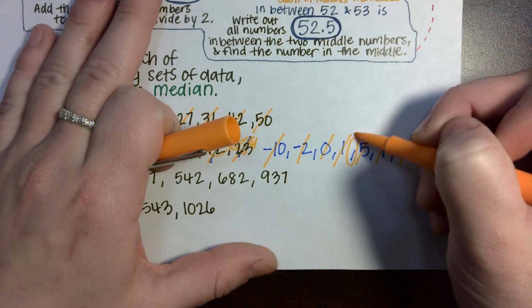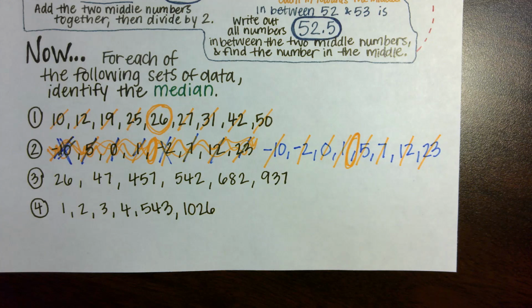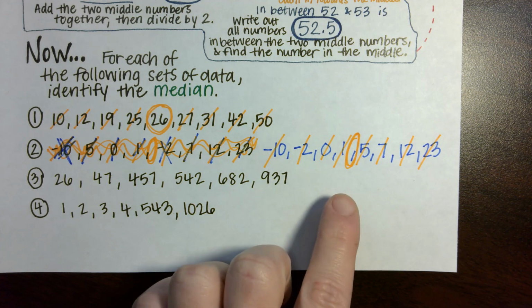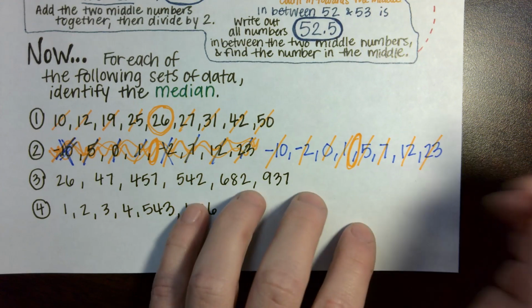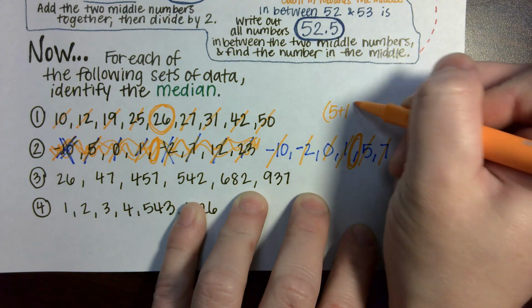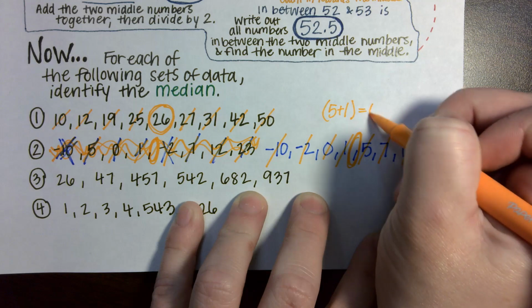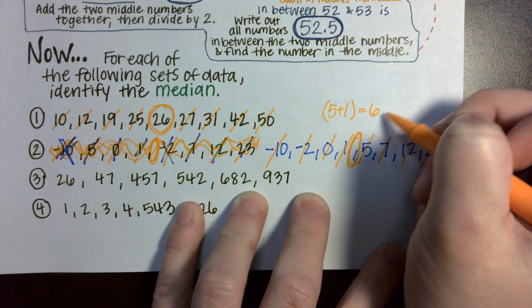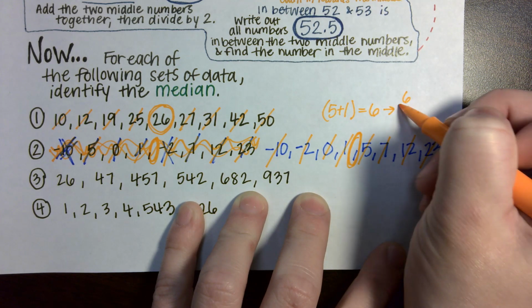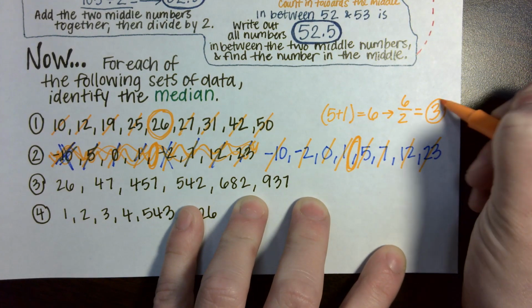We need to find the middle number between 1 and 5. So what did you guys do to find the middle number? Added 5 and 6 and then divided by 2. Yeah, so you just did 5 plus 1. It's all right. I knew what you meant. 5 plus 1 equals 6. Then we take 6 divided by 2, and that gives us 3.